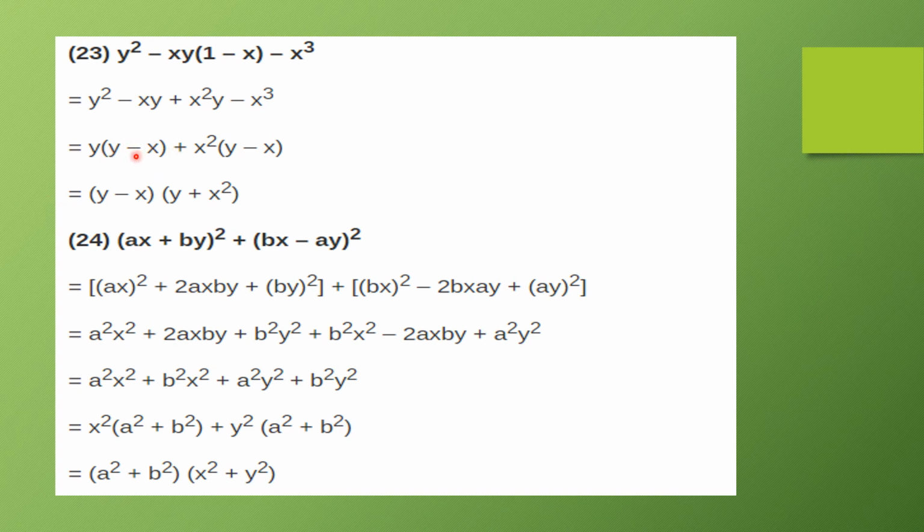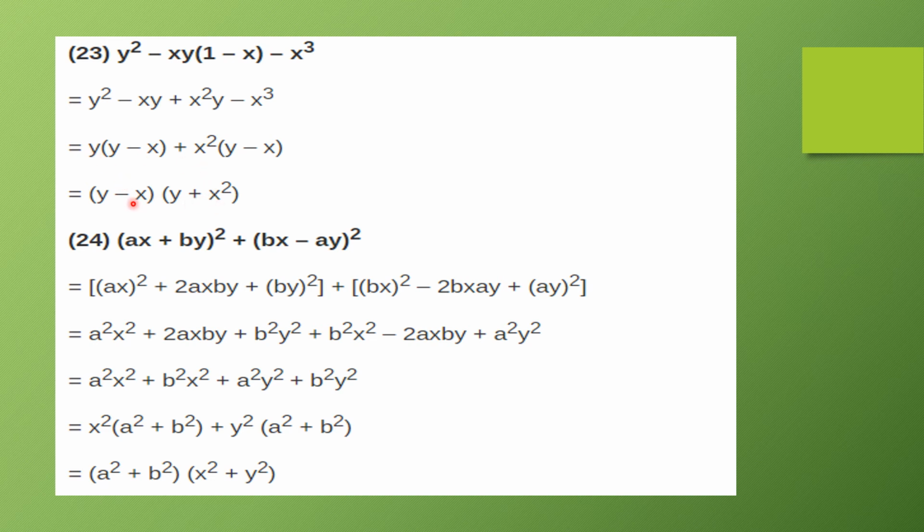Now we are going to find out the factors. Now take the common factor here. Y is the common factor in both the terms. Now y, so the remaining is y minus x plus x squared. So we get x squared as a common term and y minus x inside the round brackets. Now we have y minus x into y plus x squared.